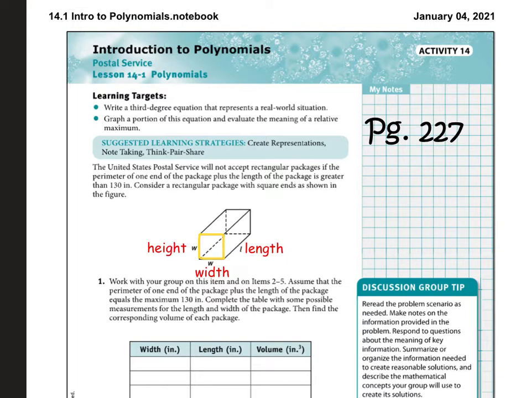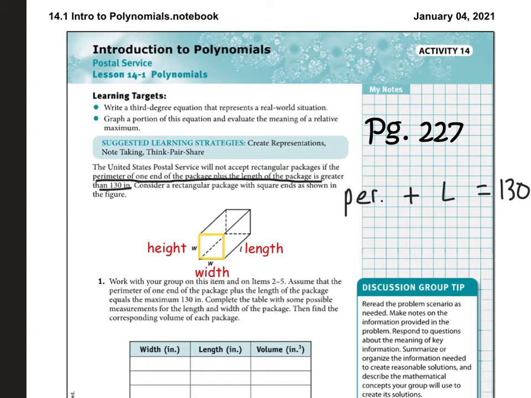But let's see if we can dig into this a little bit. They're not going to accept a package if the perimeter of one end, right up here, plus the length is greater than 130. So basically, the perimeter plus the length, and let's just say that it equals the full 130. What we're going to try and do in a minute is maximize the volume. So we want to use the full 130. I know it says it should be less than that because they won't accept it if it's greater than 130, but let's just set it equal to 130.